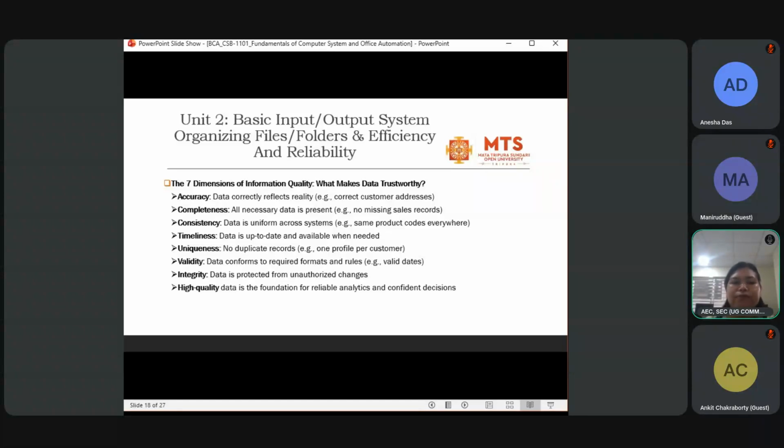Consistency: data is uniform across the system. Same product codes everywhere. Like the laptop, the same model might have the same product code, but the design name might differ, like Intel Core i3, Microsoft Office included, HP, different model numbers. But the production time and MAC address should be consistent.